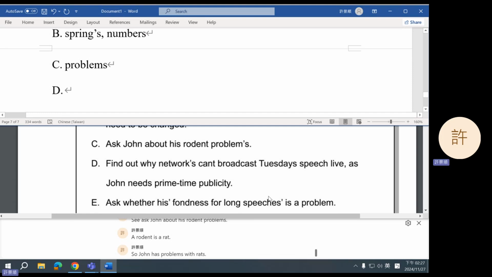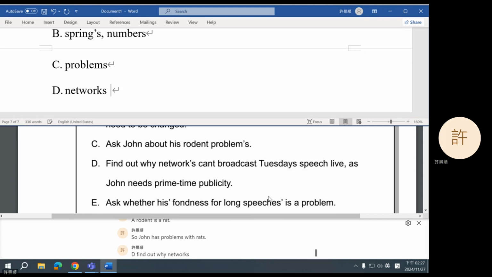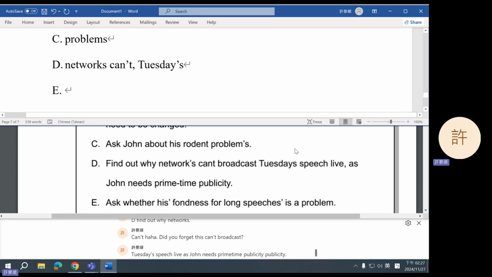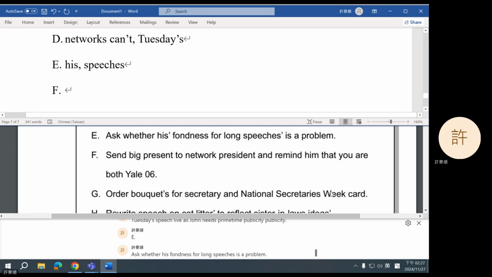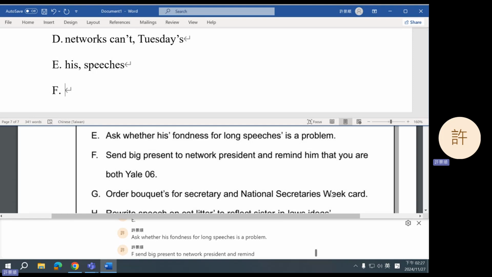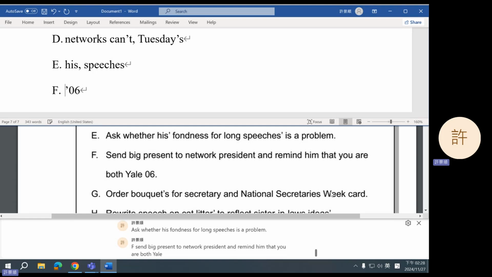D, find out why networks can't, haha, did you forget this? Can't broadcast Tuesday's speech live as John needs primetime publicity. E, ask whether his fondness for long speeches is a problem. F, send big present to network president and remind him that you are both Yale '06.